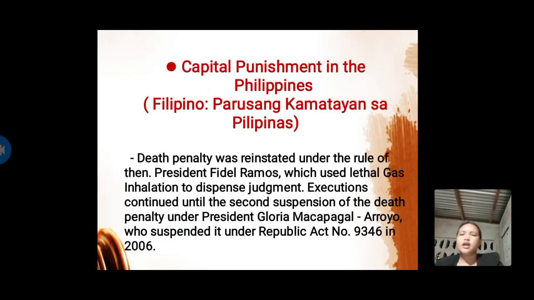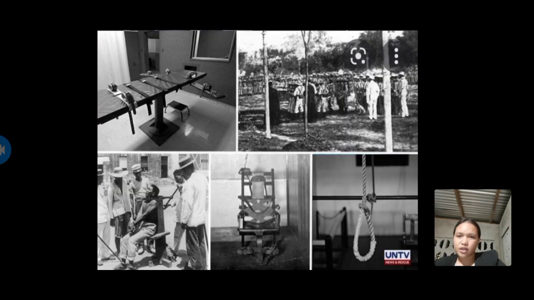Next, capital punishment in the Philippines, or in Filipino, the parusang kamatayan sa Pilipinas. The death penalty was reinstated under the rule of then President Fidel Ramos, which used lethal gas inhalation to dispense judgment. Executions continued until the second suspension of the death penalty under President Gloria Macapagal Arroyo, who suspended it under Republic Act number 9346 in 2006.